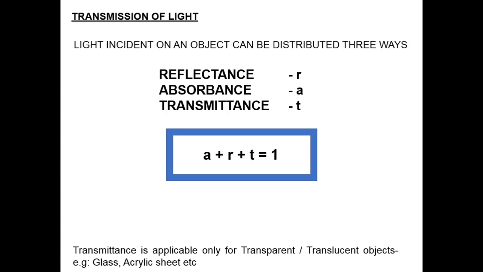So the next one is the technical terms, such as the transmission of light. The light incident on any object can be distributed in three ways: reflectance, absorptance, and transmittance. The transmittance is applicable only for transparent or translucent objects, such as glass or maybe some acrylic sheet, etc.